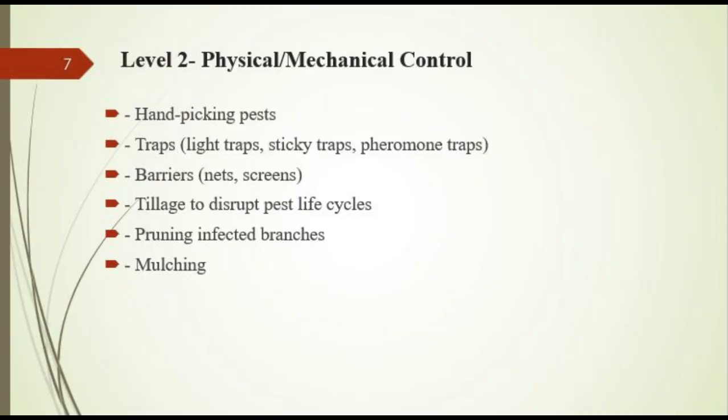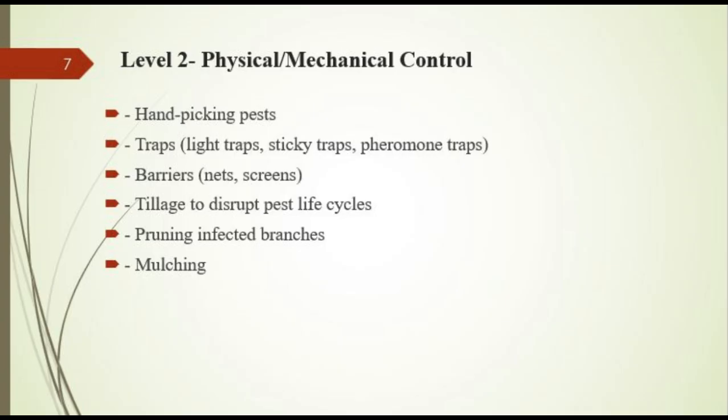Level 2. Physical or mechanical control. If prevention is not enough, we move to the second level. Physical and mechanical methods involve directly removing or blocking pests. Examples: hand-picking pests, traps, light traps, sticky traps, pheromone traps, barriers, nets, screens, tillage to disrupt pest life cycles, pruning infected branches, mulching. These methods reduce pests without using chemicals.